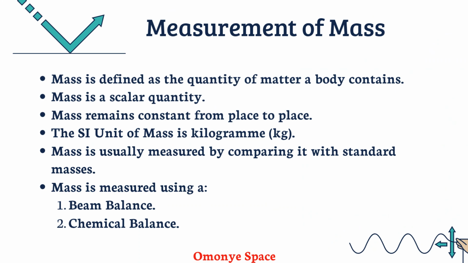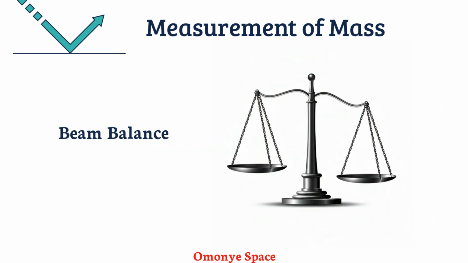Measurement of mass. Mass is defined as the quantity of matter a body contains. Mass is a scalar quantity. Mass remains constant from place to place. The SI unit of mass is kilogram. Mass is usually measured by comparing it with standard masses. Mass is measured using a beam balance and also a chemical balance.